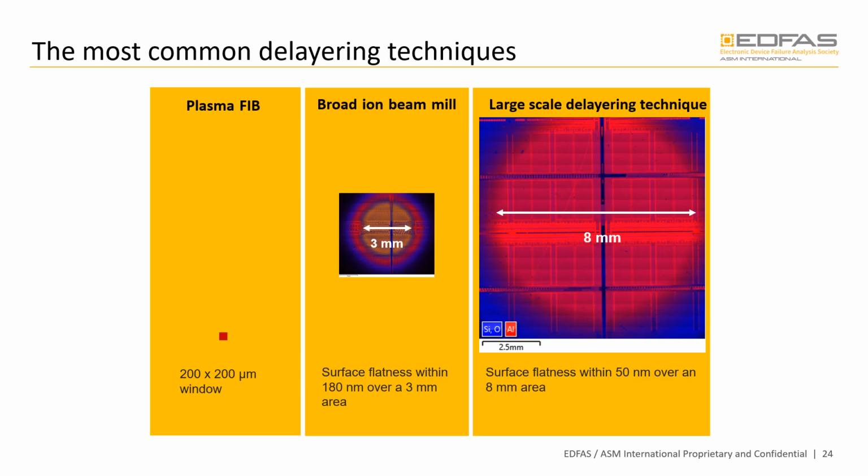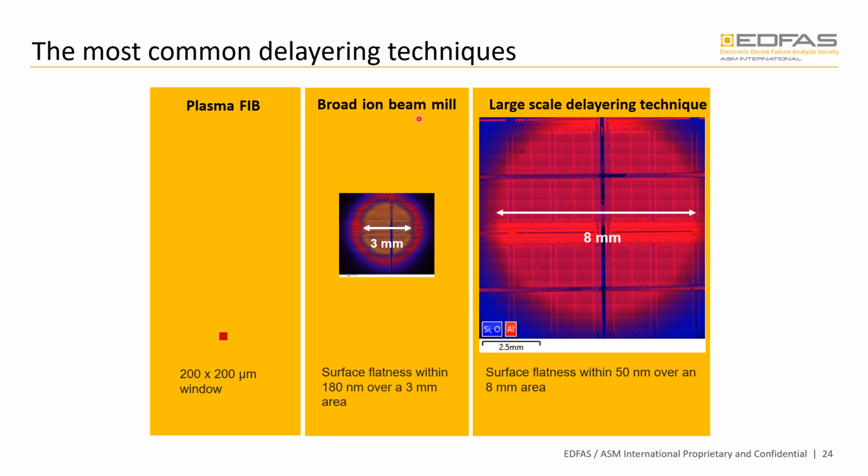Next, let's discuss device delayering. When selecting the delayering technique, two key parameters must be considered: the required area of interest and the level of uniformity. The most common methods used today are based on ion milling, which include focused ion beam, broad ion beam milling, and new large-scale area automated delayering technique. FIB provides a very uniform but relatively small area. Broad ion milling can cover a large area up to 3 mm, as you can see here, but uniformity may not be perfect.